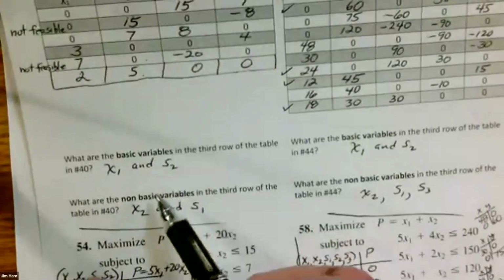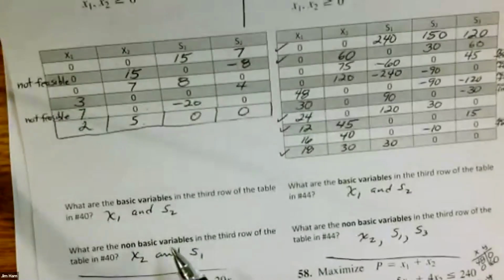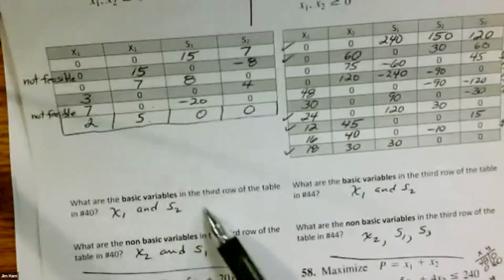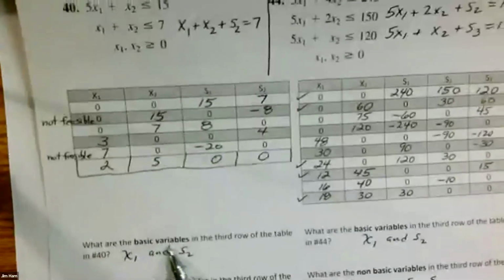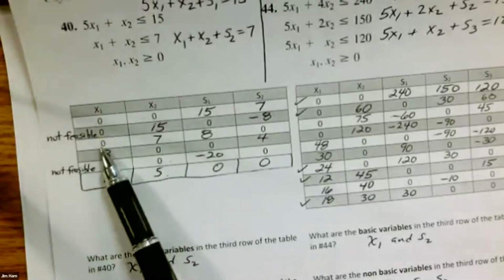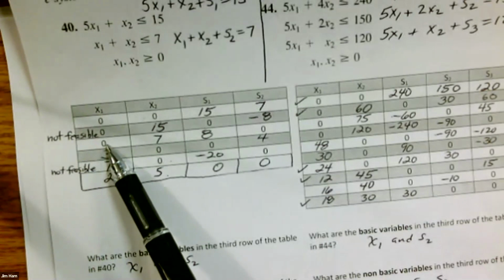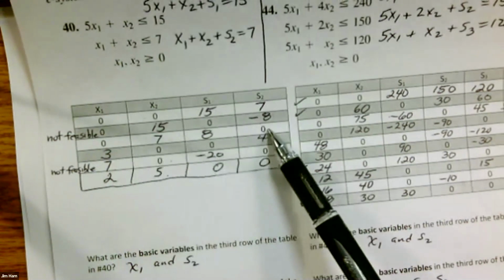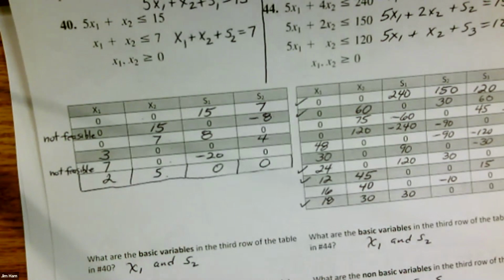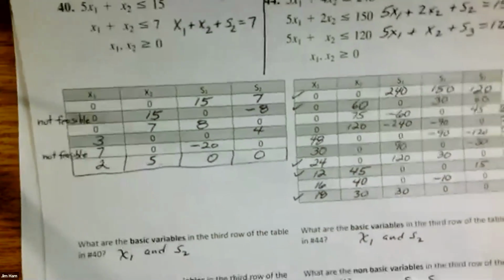The other thing is that the basic variables are the variables that you set equal to 0. So in number 40 here, the third row, the basic variable would be x1 and s2. All of the other variables are what we call the non-basic variables. Those will usually take on values that are, well, they could take on zeros, I suppose.